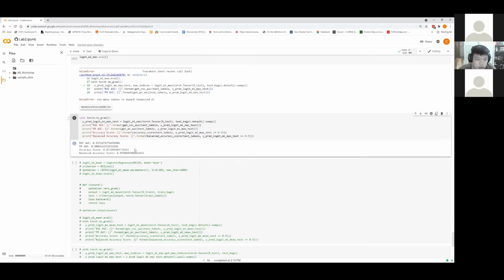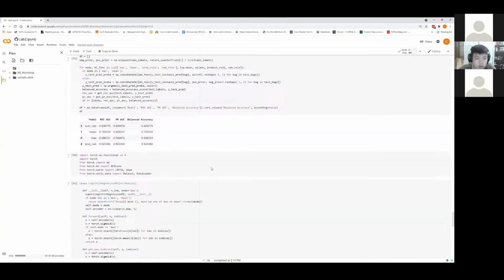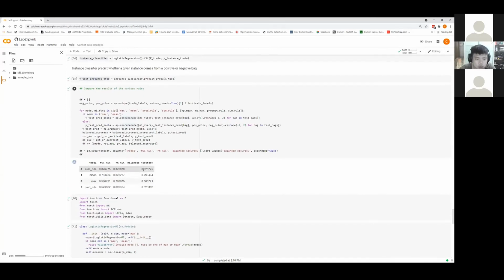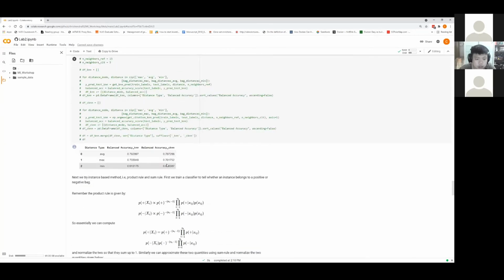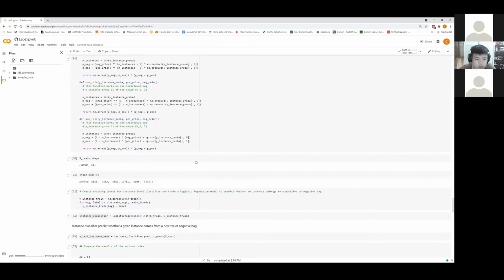We get about 87.5% accuracy and 86% balanced accuracy, compared with the previous sum rule that only has 82.7%, and the bag-based method that gives us only 78.7%.